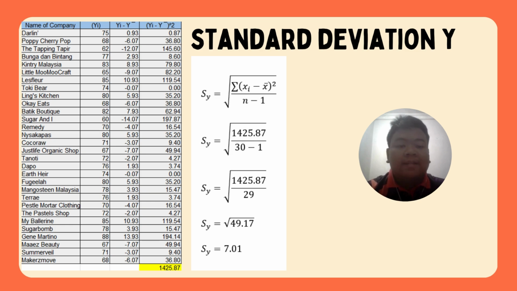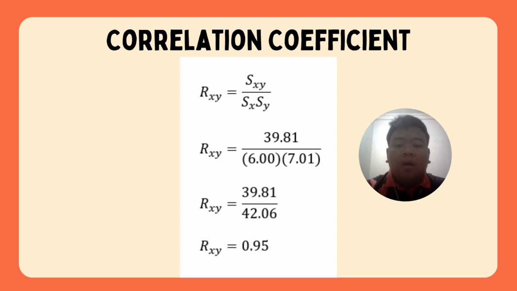Now that we found both the Sx and Sy, let's calculate the correlation coefficient. We already found the answers for Sx, Sy and Sxy, so we just calculate it. So 6 multiplied by 7.01, we get 42.06. Then 39.81 divided by 42.06, we will get 0.95. So that's the correlation coefficient, 0.95.